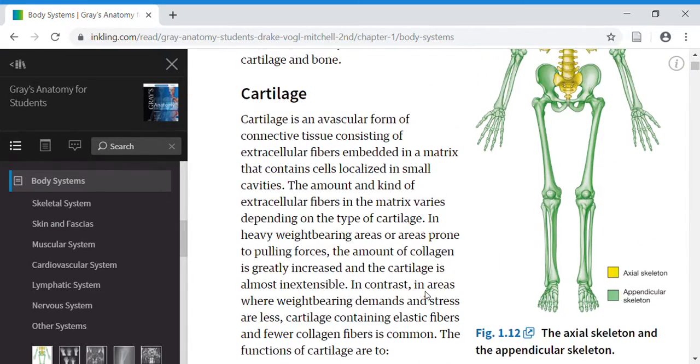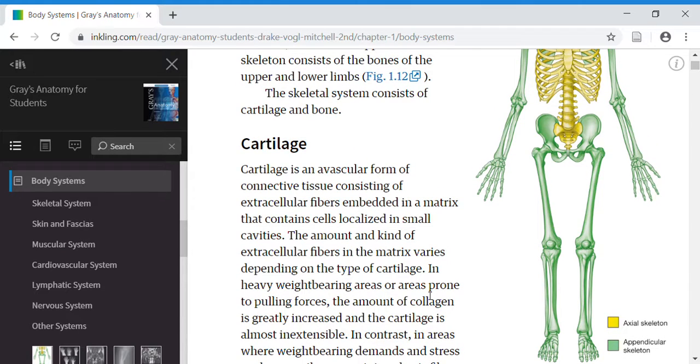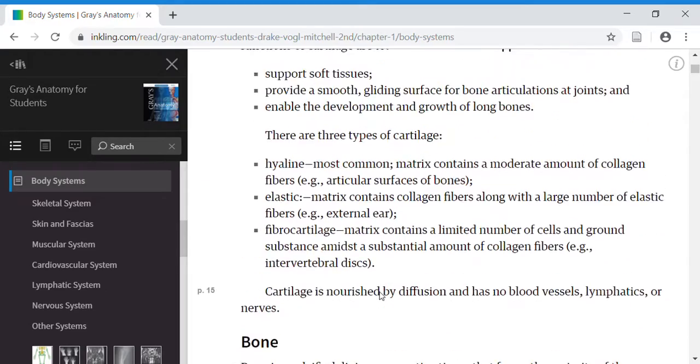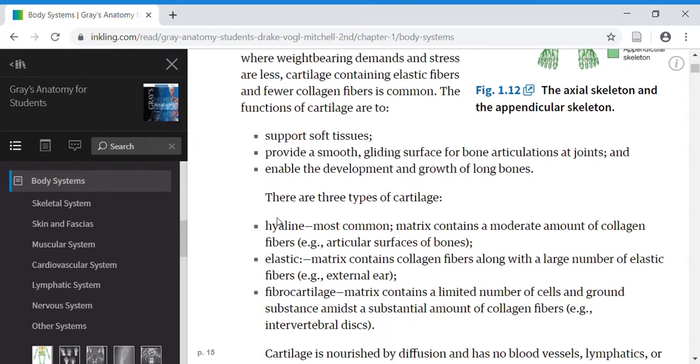And so the cartilage, you have various types of cartilage: hyaline cartilage, elastic cartilage, and fibrocartilage. The example of elastic cartilage is the external ear, which is almost like a flexible one, and fibrocartilage, for example the intervertebral disc.